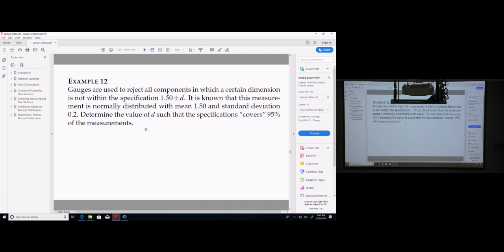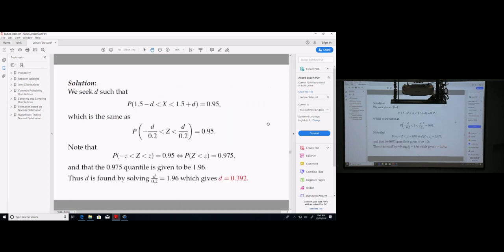So what it means is that if you are producing these gauges with mean 1.5 and standard deviation 0.2, and in order to meet this demand, I want it to be 95% of the time, all right? So that means 5% of your gauges will be rejected. And okay, so we want to seek D such that 1.5 is this.